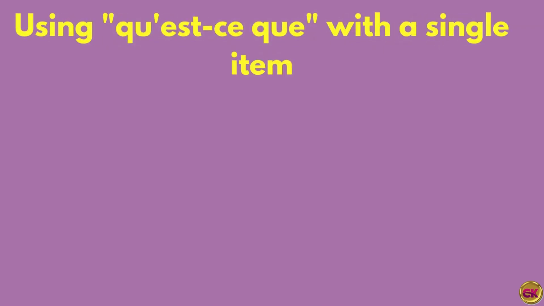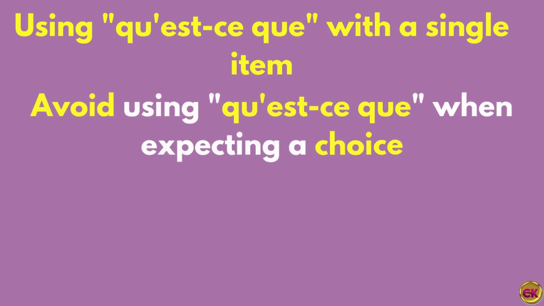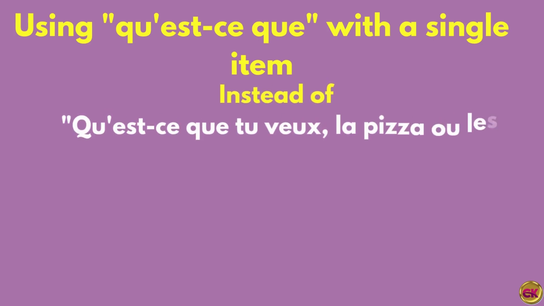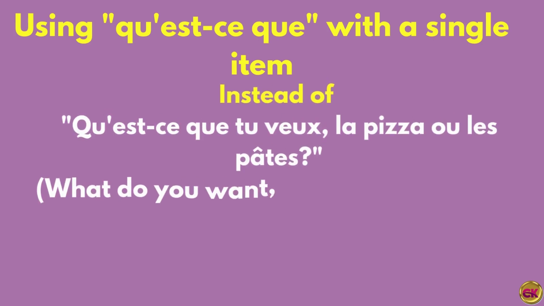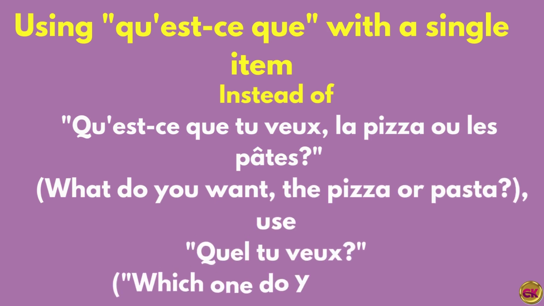Using qu'est-ce que with a single item: avoid using qu'est-ce que when expecting a choice. Instead of "Qu'est-ce que tu veux, la pizza ou les pâtes?" (what do you want, the pizza or pasta?), use "Quel tu veux?" (which one do you want?)